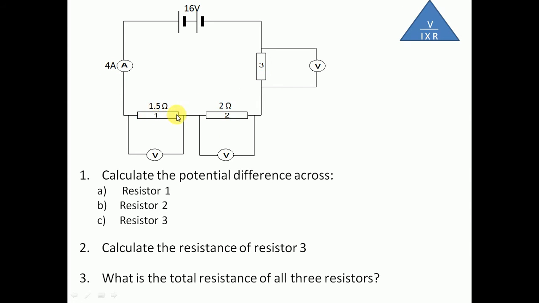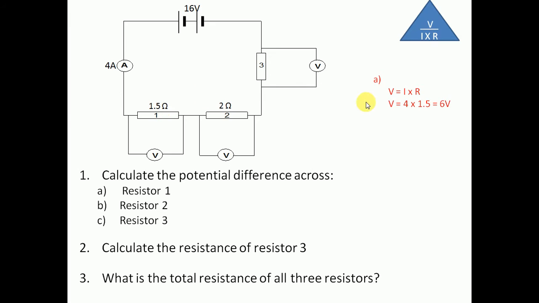So our first question, then: calculate the potential difference across resistor 1. So we go to our formula triangle and we want to calculate the potential difference. So I put my cursor over V, so you can see to calculate the potential difference it is current multiplied by resistance. Now since the current's the same through all of them, we know our current is 4. And we also know that the resistance for resistor 1 is 1.5 ohms. So we simply multiply our current of 4 by a resistance of 1.5. Therefore the potential difference we would measure here would be 6 volts.